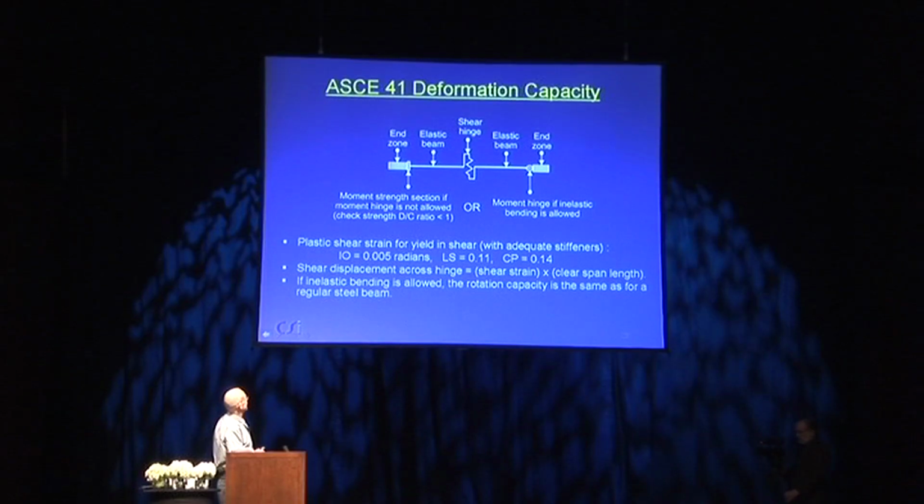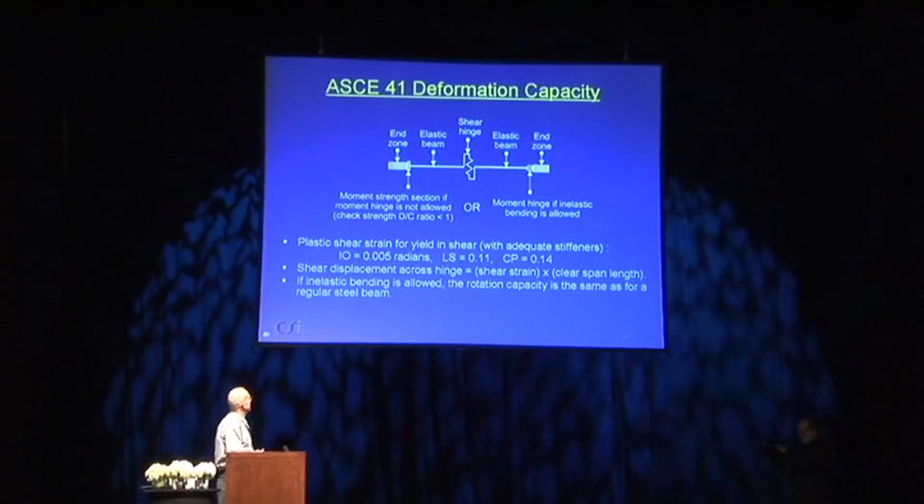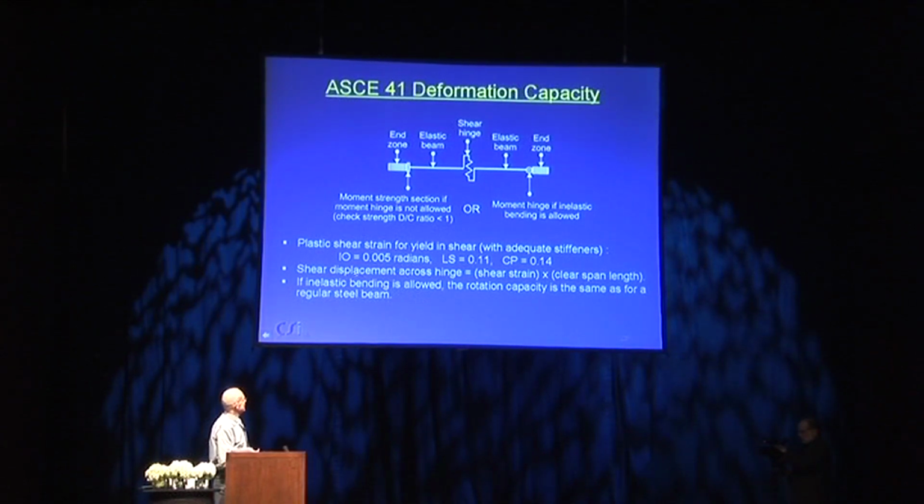The ASCE deformation capacity for this, well, let's look at this. Let's look at the shear hinge first. There's a number of things in this diagram. I'll come back to those in just a moment. If you look at the shear hinge, the plastic shear strain for yield and shear, and this is an adequately stiffened shear link, would be 0.5% for IO, 11% for life safety, and 14% for collapse prevention. That's a pretty big shear strain. So it's pretty generous. It's also necessary because these tend to be fairly short. The shear displacement is shear strain times the clear span length.